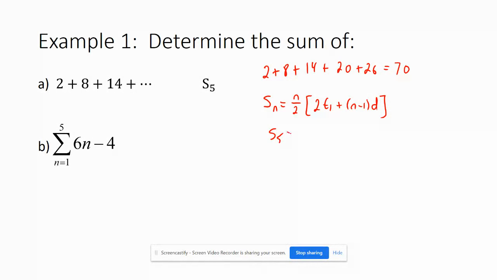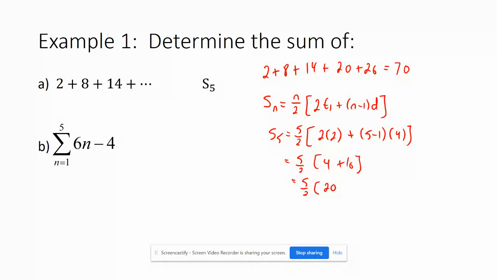So then S5 would equal 5 over 2 times (2 times 2 plus (5 minus 1) times 4), which is 5 over 2 times (4 plus 4 times 4, which is 16), which is 5 over 2 times 20. Sorry, guys, I made a mistake here.